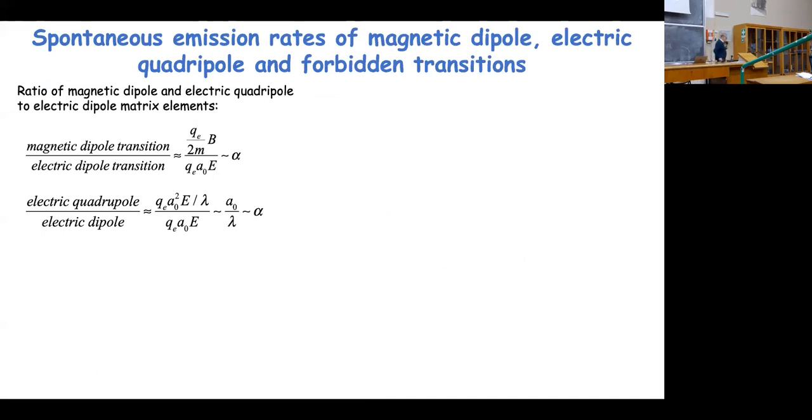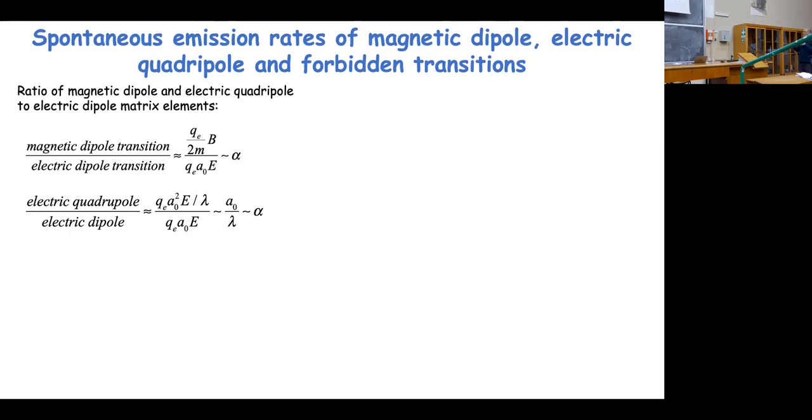What I have assumed so far is that the system decays by electric dipole transitions, which are sensitive to the fact that there is an electric dipole and the matrix element of QR between the ground and the excited state. But you have transitions which are forbidden for electric dipole. And what happens next are magnetic dipole transitions.